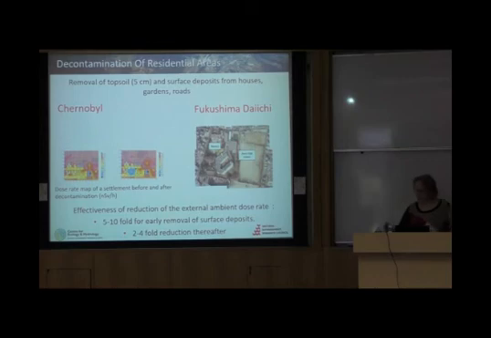So the effectiveness of decontamination: the topsoil removal did happen at Chernobyl, but largely in residential areas, not in agricultural land. At Fukushima Daiichi, there was some removal of topsoil in agricultural land, but not so much nowadays at the moment. The effectiveness of reduction was about the same for both countries, for the different methods used.